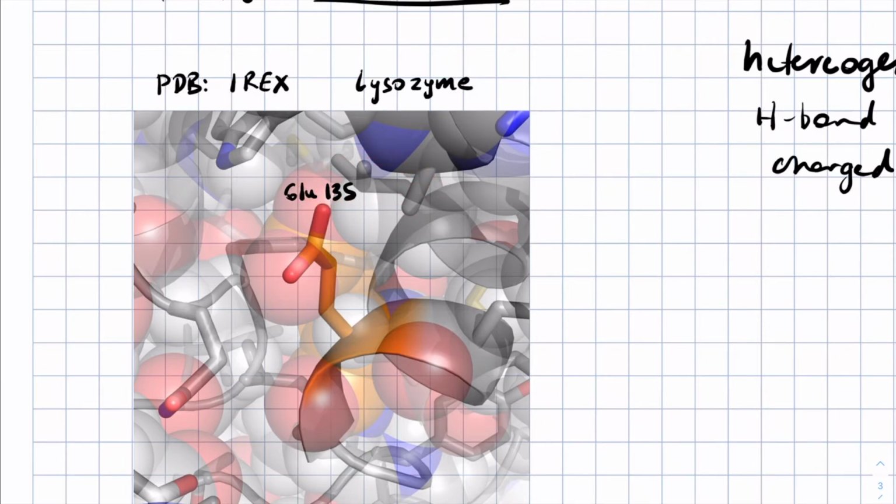Also, one thing I noticed is this glutamate is actually at the C terminus of a helix, which is the negative end of the helical dipole. So, make a prediction. If you already are in a spot that has extra electron density, what do you expect for this glutamate? Should it be more or less acidic? Less, good, because the conjugate base should be destabilized by that dipole.